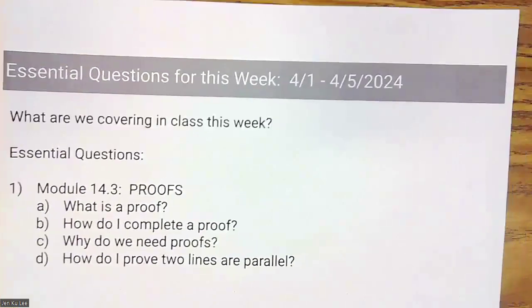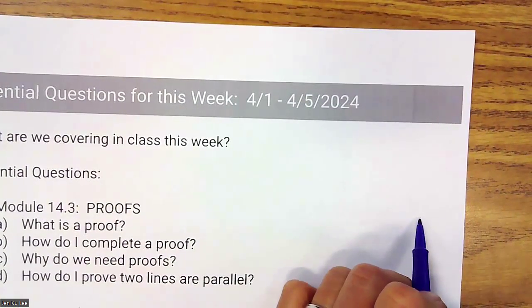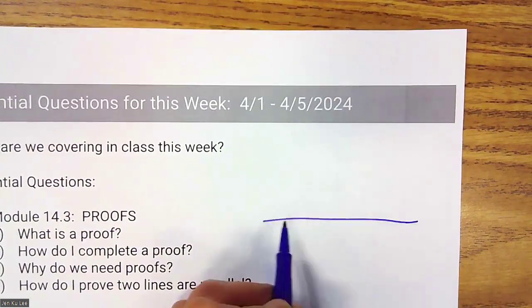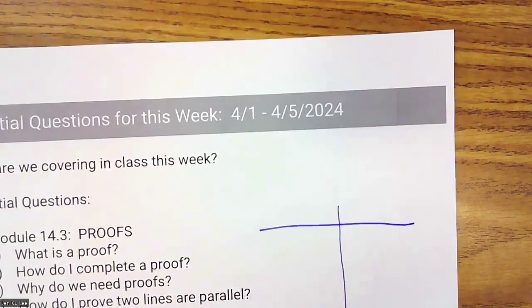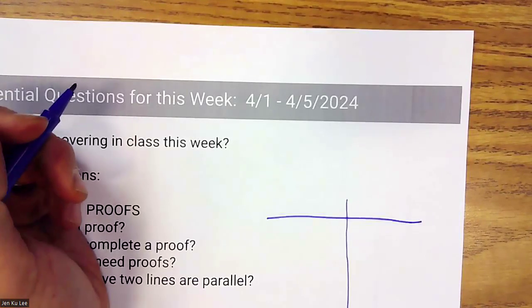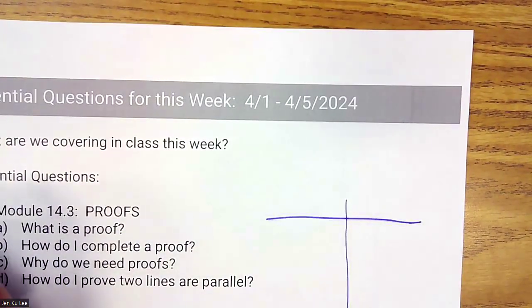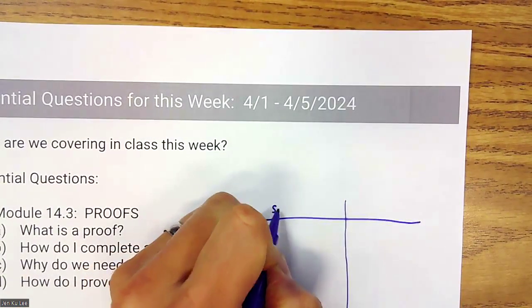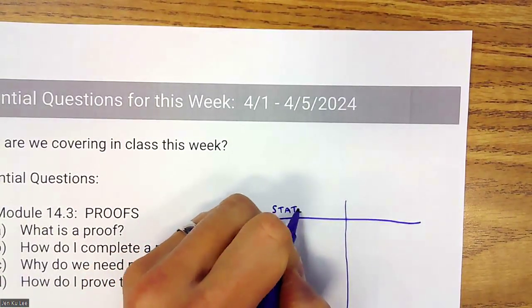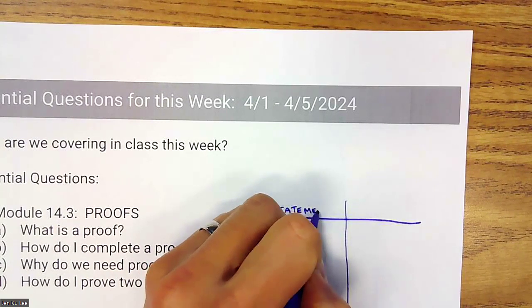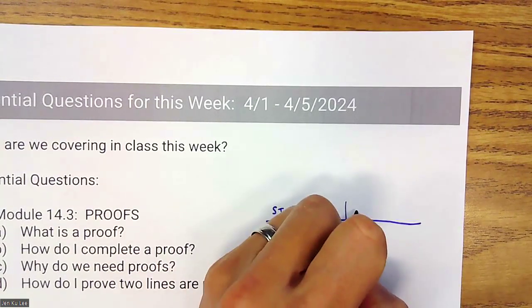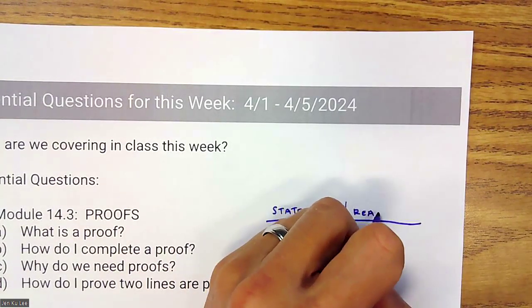So what is a proof? A proof is essentially you are trying to relay your thinking, in this type of two-column proof. The left-hand side is statements, the right-hand side are reasons.